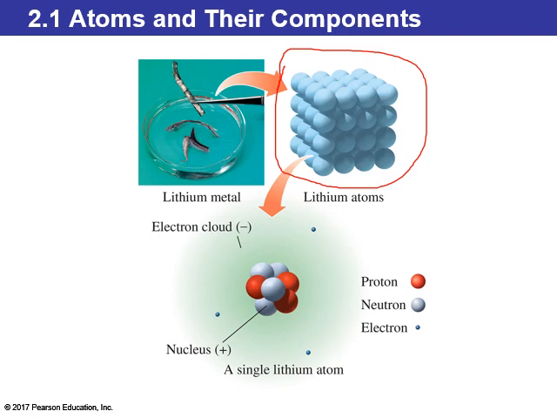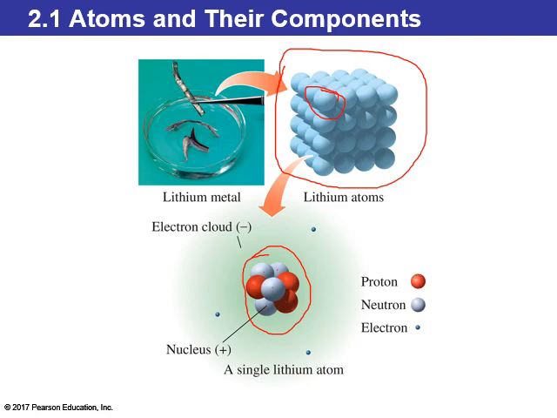As we zoom in on just a single atom, we can see the nucleus here. So for example, this is lithium. In the nucleus, we have 1, 2, 3, 4 neutrons, and lithium has 1, 2, 3 protons as well.